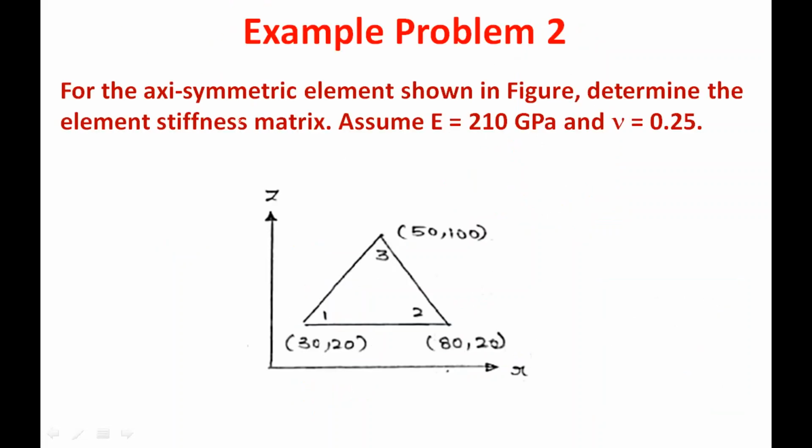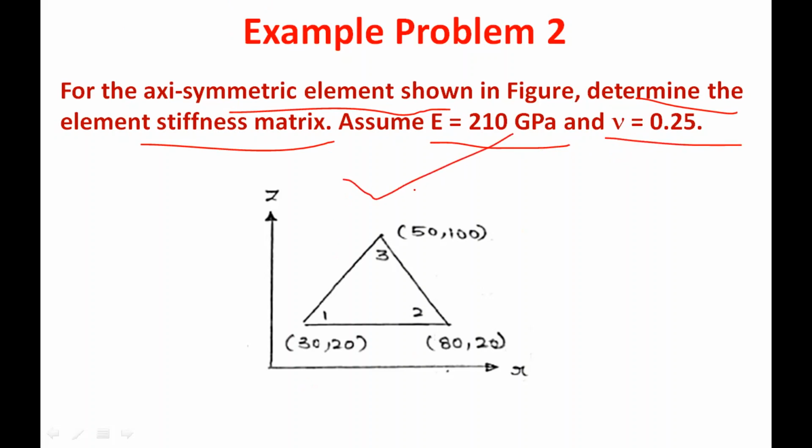Example 2. For the axisymmetric element shown in figure, determine the element stiffness matrix. Assume E equal to 210 gigapascal. Nu, Poisson ratio is 0.25. So we are considering the same element what we used for the example 1. So this is the RZ plane. Node 1 30, 20, node 2 80, 20, node 3 50, 100 mm. We are considering the same element we used for the example 1 for the time constraint purpose.